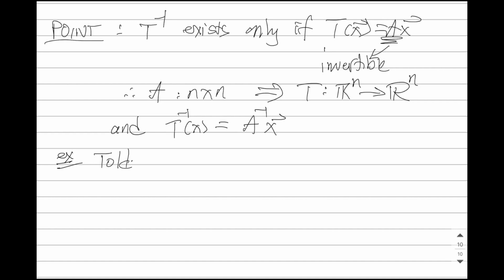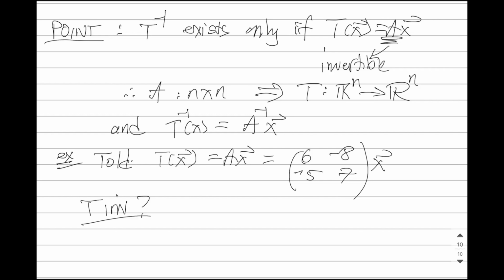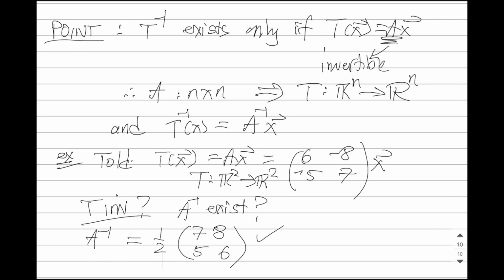So as a final little example, if I am told that my transformation is given by A of x, with matrix 6, -8, -5, and 7, is this transformation invertible? A good start is that this transformation starts in R2 and stays in R2. Does the inverse matrix exist? Yes. Your inverse matrix exists, therefore this transformation is invertible, and it has an undoing transformation. The undoing transformation is just the inverse matrix times whatever you started with.